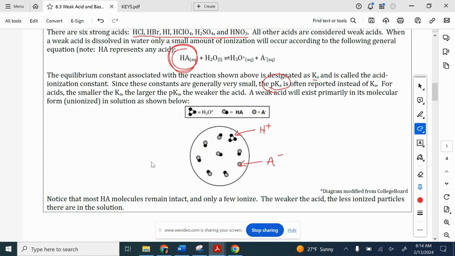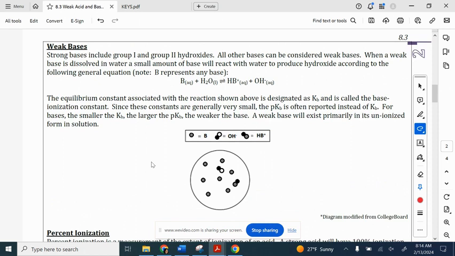Most HA will remain intact, only a few ionize. The weaker the acid, the fewer of these will dissolve or ionize. All right, weak bases, same idea holds true. With a weak base, very few of them are going to end up forming the OH ions here.